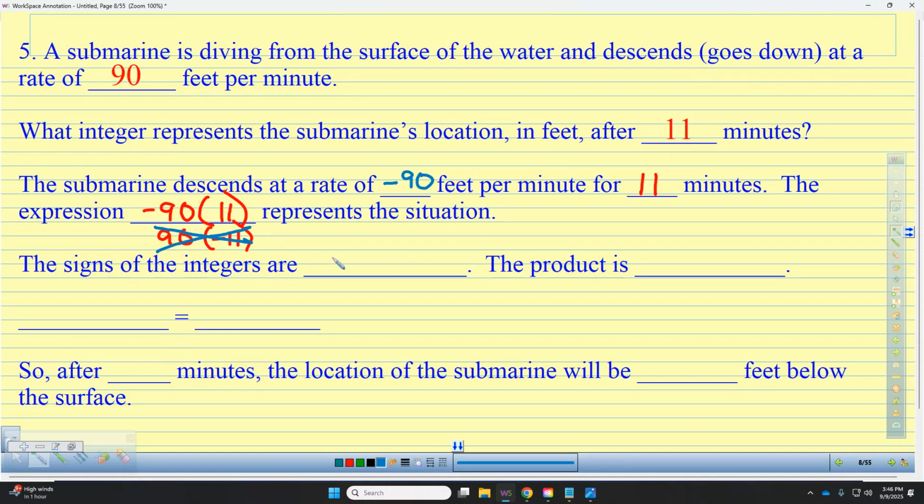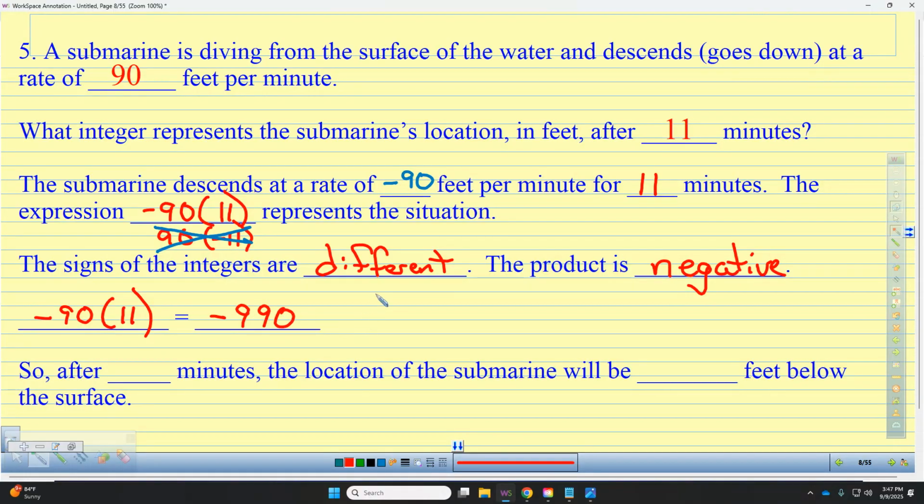Okay, so the signs of the integers are different. So our product is going to be negative. So if we do our negative 90 times 11, we would get negative 990 if we multiply that out.